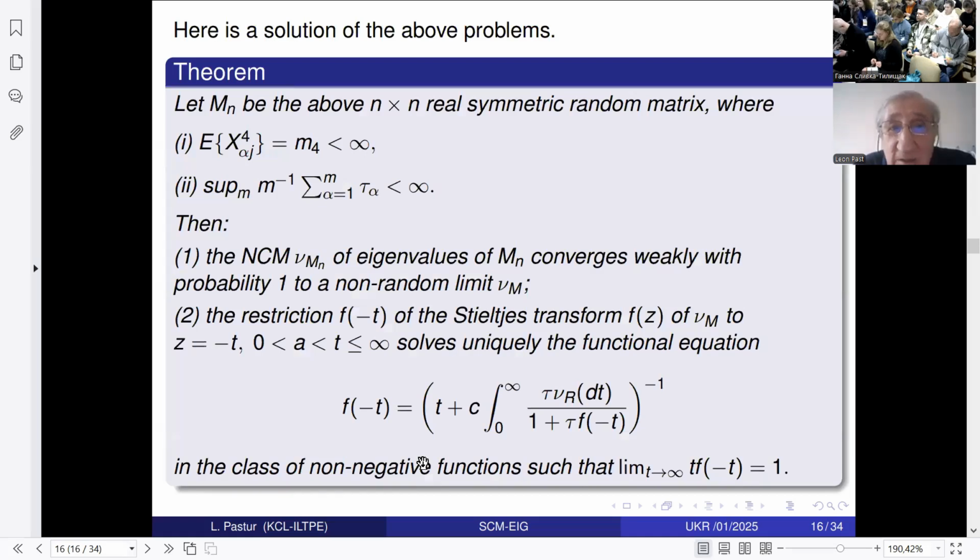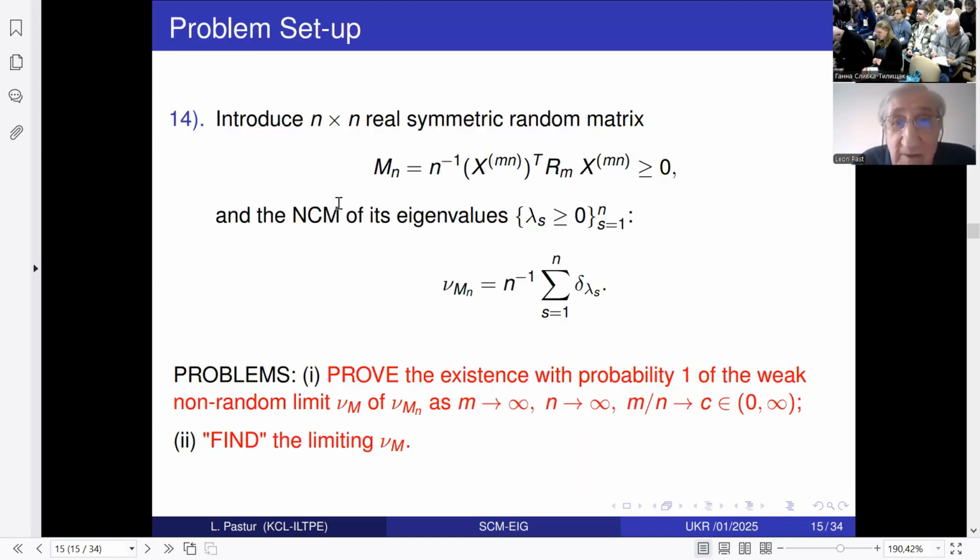Well, this is a theorem which I am going to prove. In addition to the conditions that I mentioned before, for x alpha j the expectation is 0 and the second moment is 1. Now I assume that the fourth moment is finite. This is the condition for my X. The second condition, for my matrix R_M, is that this sum is uniformly bounded in M. So you see, I impose two conditions, one of them on X, the second one on R.